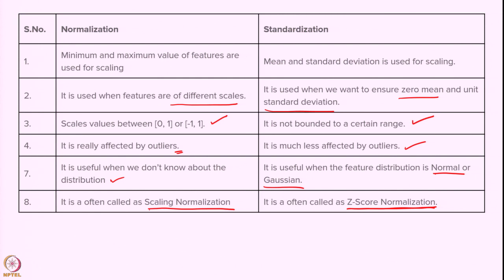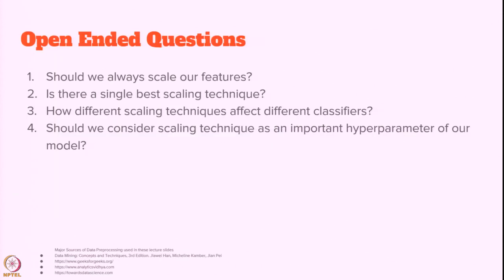With this, I want to conclude this video by telling some open-ended questions. The question is, should we always scale our features? One of the answers I already told you: if your method is not dependent on some distance metric, then it is not required to use scaling techniques. That is one. Apart from that, are there any other reasons where we need not use scaling? The second question is, is there any single best scaling technique? The third question is, how do different scaling techniques affect different classifiers? And the fourth question is, should we consider the scaling technique as an important hyperparameter of a model?